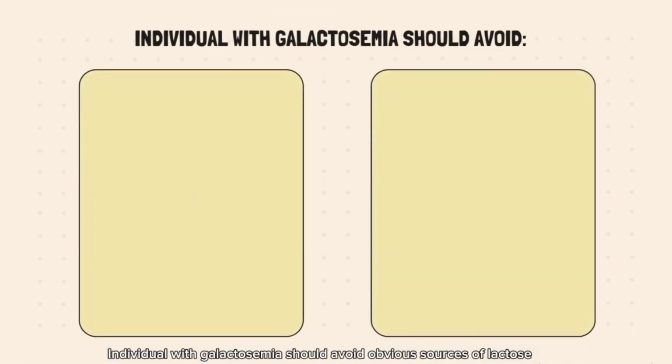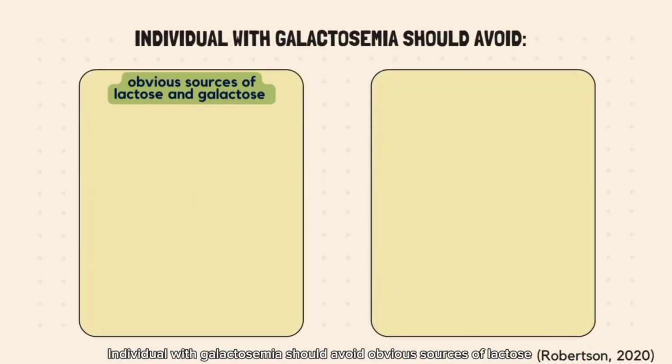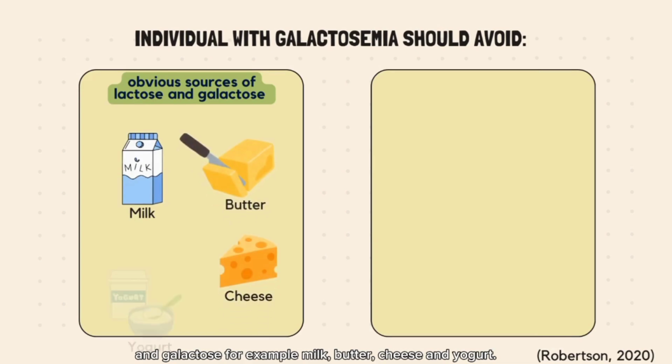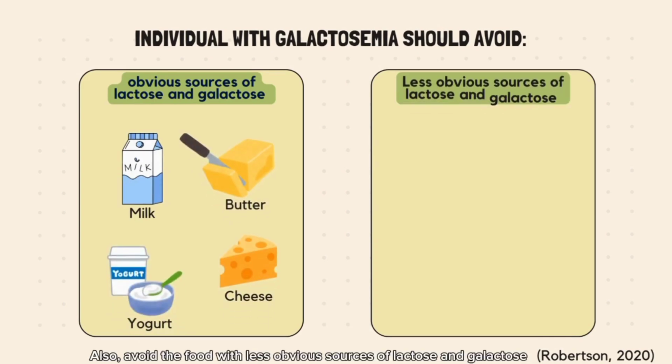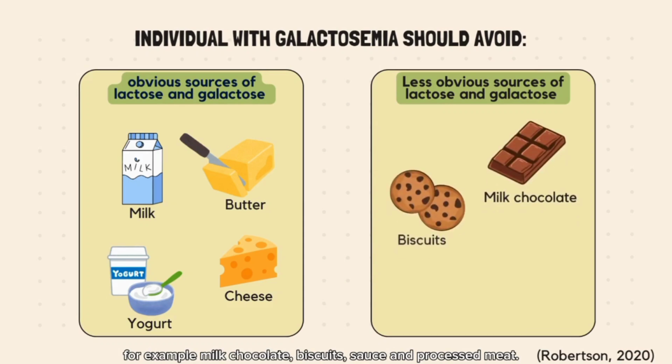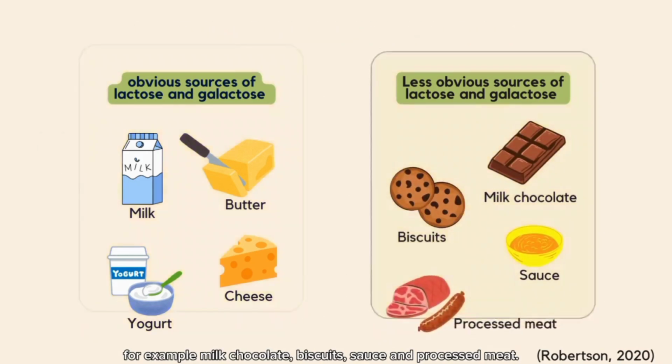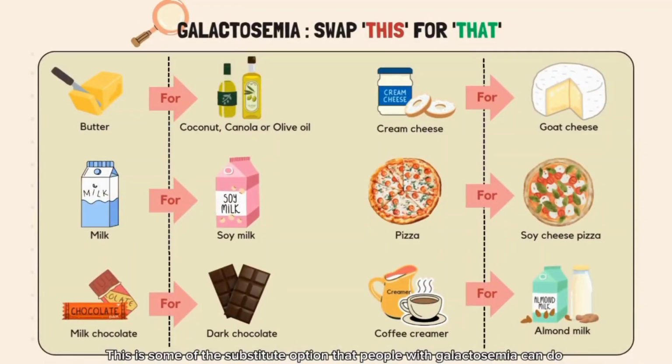Individuals with galactosemia should avoid obvious sources of lactose and galactose, for example, milk, butter, cheese, and yogurt. Also, avoid foods with less obvious sources of lactose and galactose, for example, milk chocolate, biscuits, soy sauce, and processed meat. This is some of the substitute options that people with galactosemia can use.